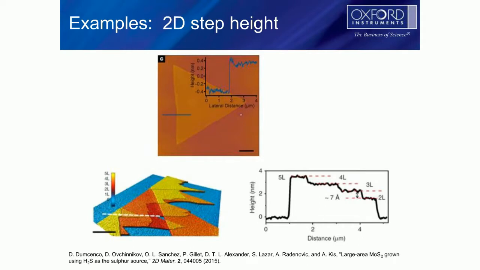Okay, so here are some examples of step heights that were done by our own Andras Kis. If I recall, this is MoS2 grown on hydrogen sulfide. This is a giant triangle of this material, and we're able to see an accurate step measurement. And on the lower graph, we're able to clearly see 5, 4, 3, and 2 layers.